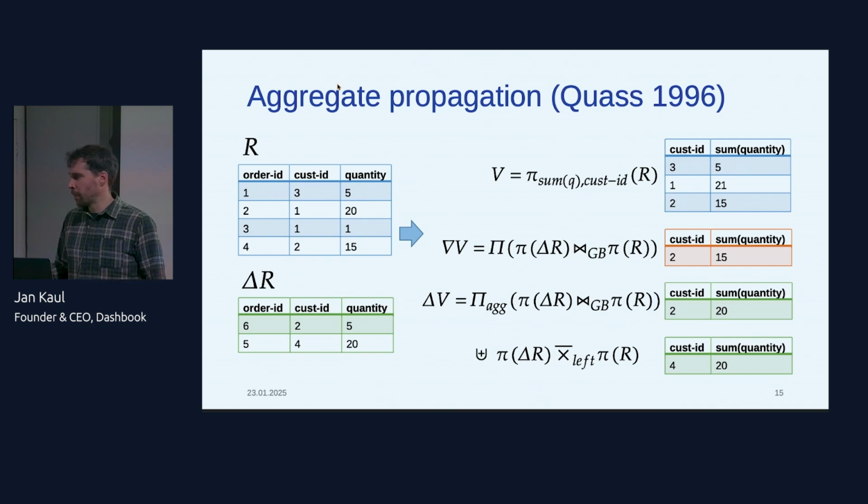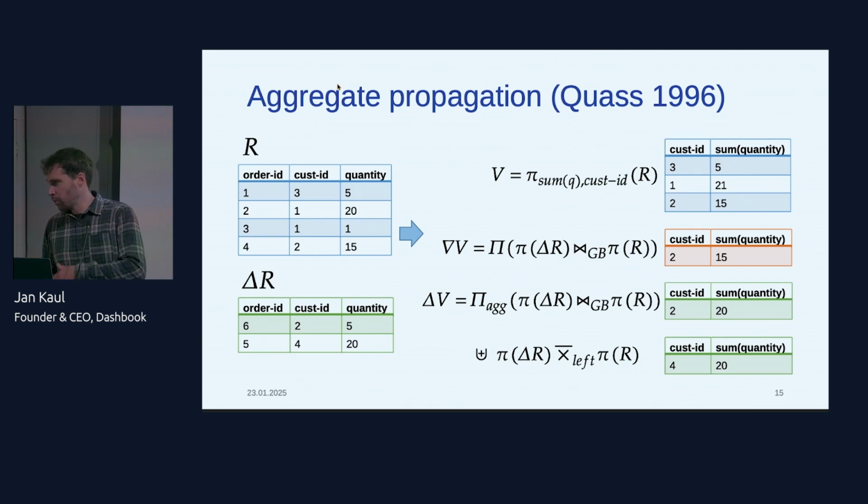And we get that by joining the delta R table with our last result. So we deleted the old value of our aggregate function, but now we have to add the new value for this line. And there we're using a special kind of aggregation. And as a last part, we have to add the lines that haven't had an aggregate value before.